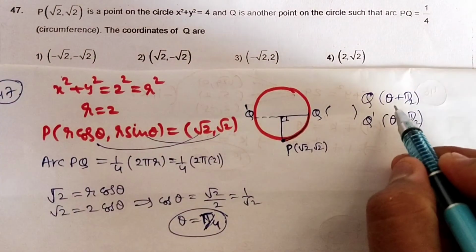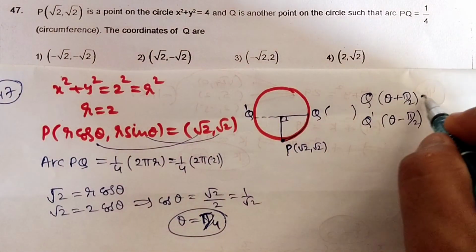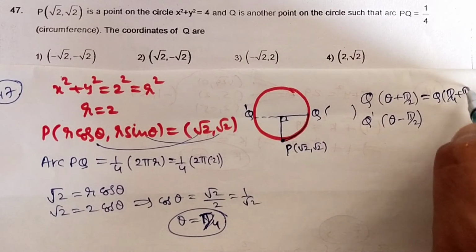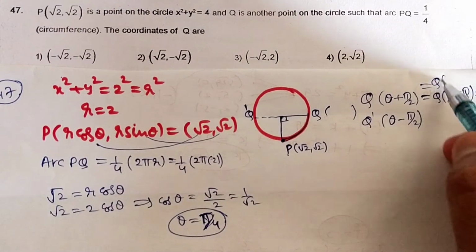So now Q of theta plus pi by 2, theta value is pi by 4 only, no? Pi by 4 plus pi by 2 is Q of pi by 4 plus pi by 2. 3 pi by 4, that is 90 plus 45. So it is Q of 3 pi by 4.